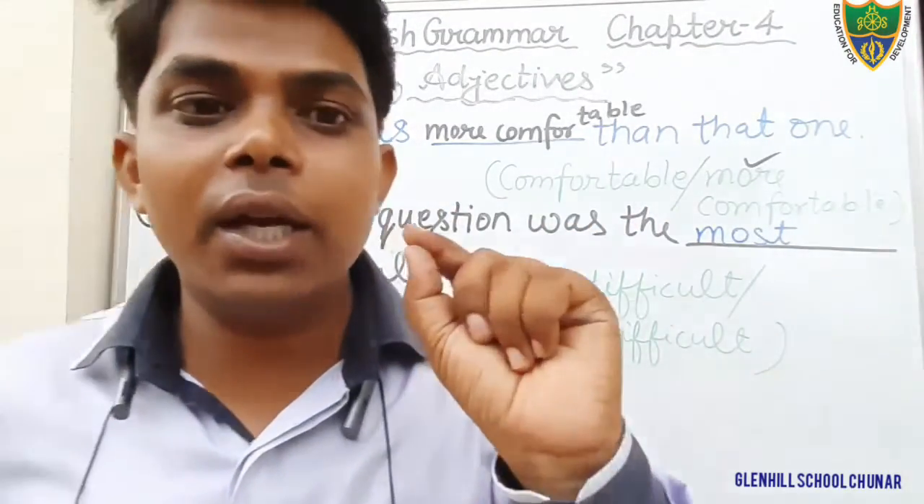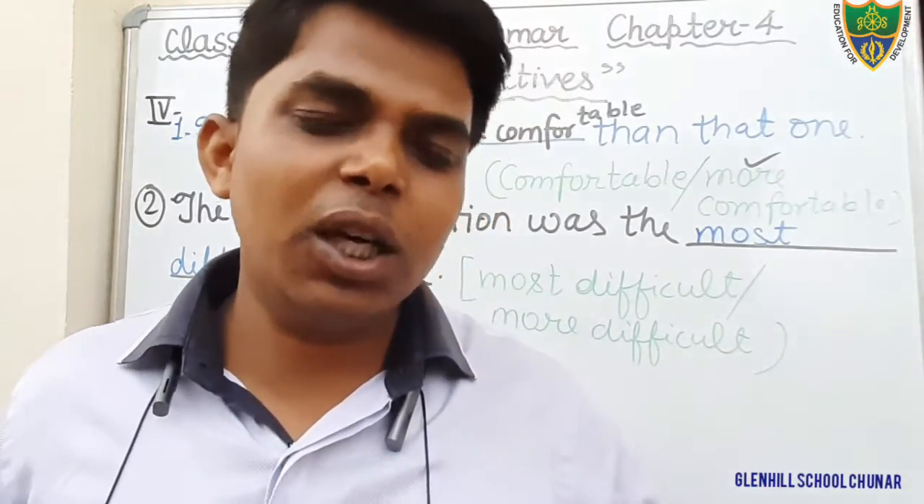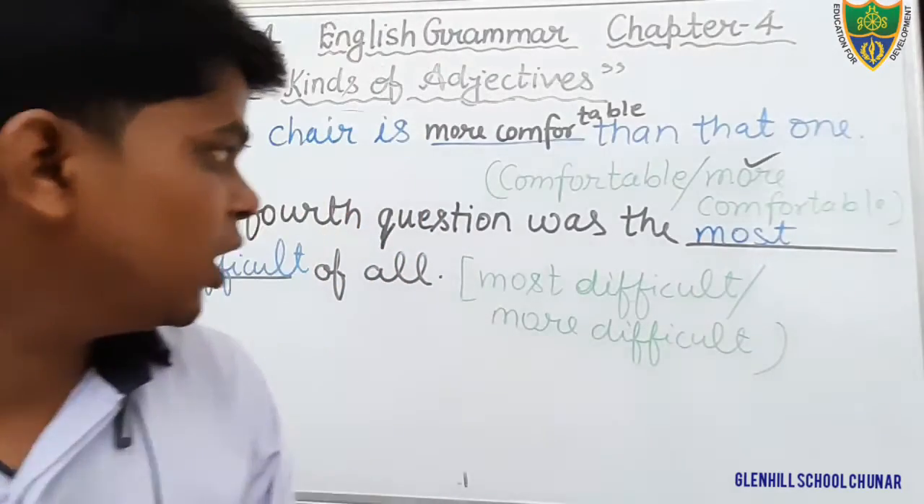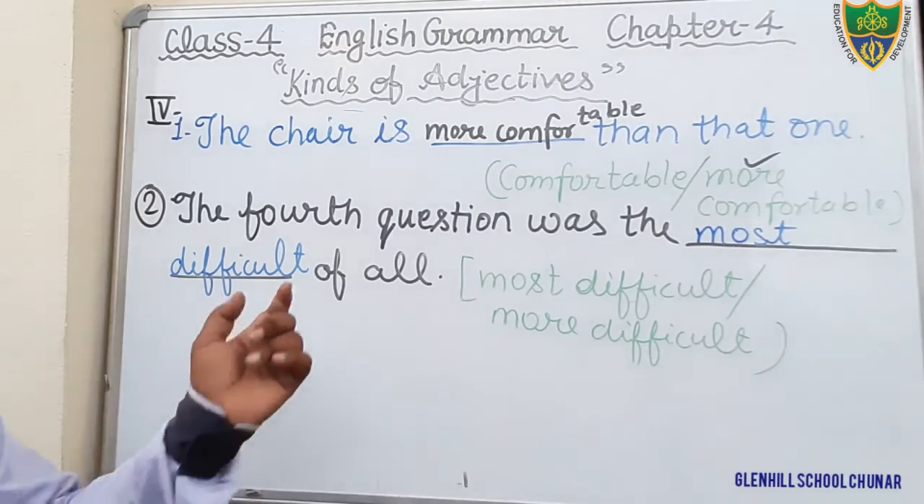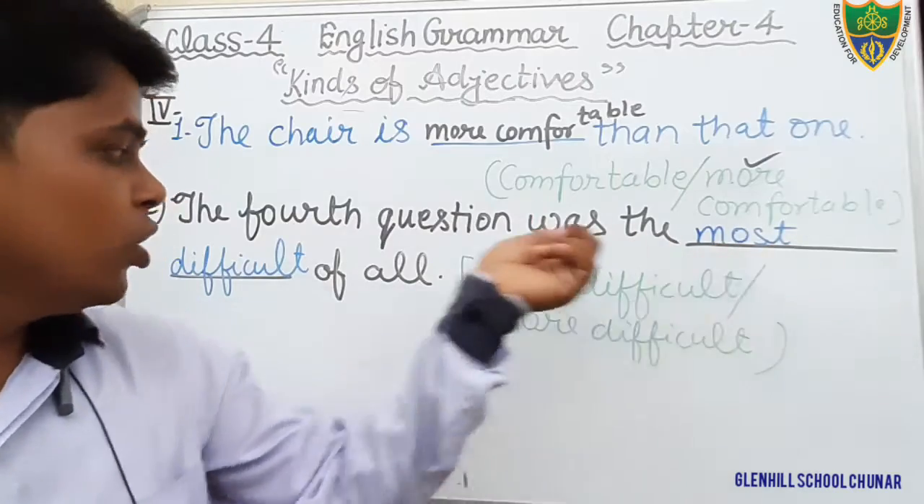Here we are comparing one question with the maximum number of questions. Therefore that is suitable, that is the superlative degree. Okay, just see here, the fourth question was the most difficult of all. Okay, so just fill in your blanks. In question number second you will fill most difficult.